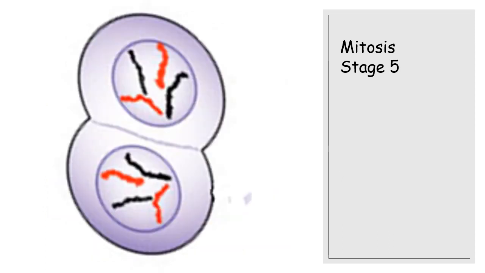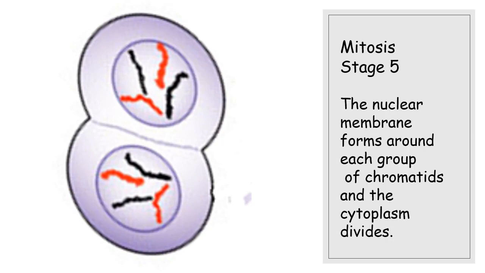So in stage 5, you can start to see that a nuclear membrane is forming around the chromosomes at each pole. The good news is that, as you can see, we've got 2 red and 2 black chromosomes at each side. Now we're starting to see the cytoplasm divide. So again, a new membrane is forming to make 2 daughter cells.